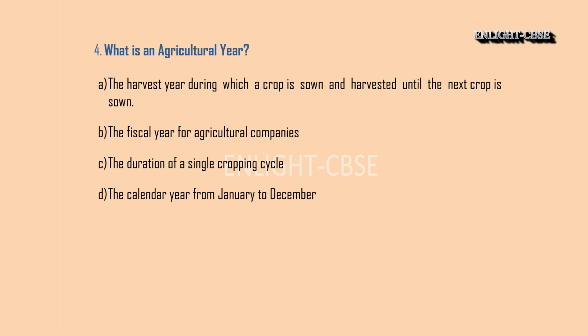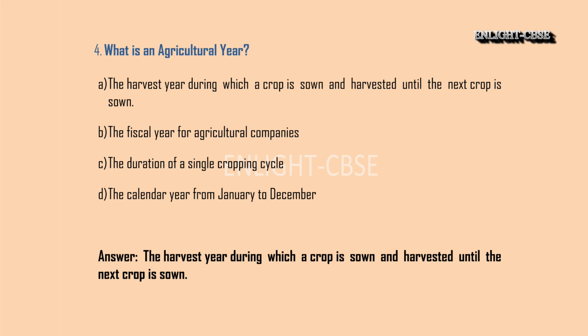Question 4. What is an agricultural year? A. The harvest year during which a crop is sown and harvested until the next crop is sown. B. The fiscal year for agricultural companies. C. The duration of a single cropping cycle. D. The calendar year from January to December. Answer: the harvest year during which a crop is sown and harvested until the next crop is sown.